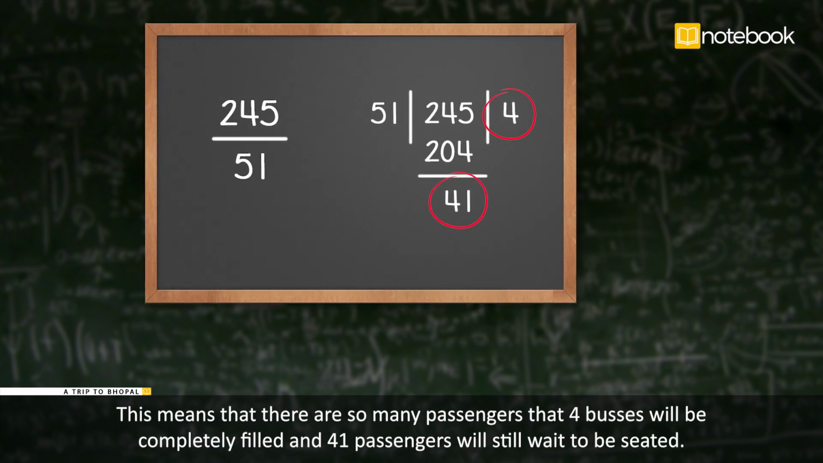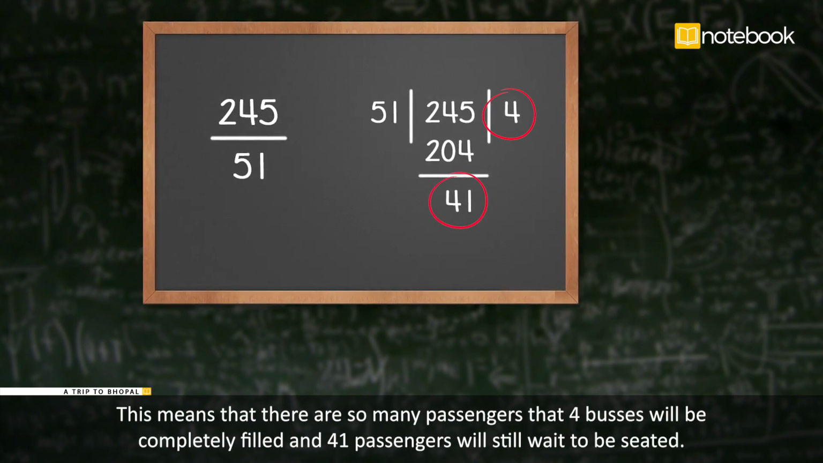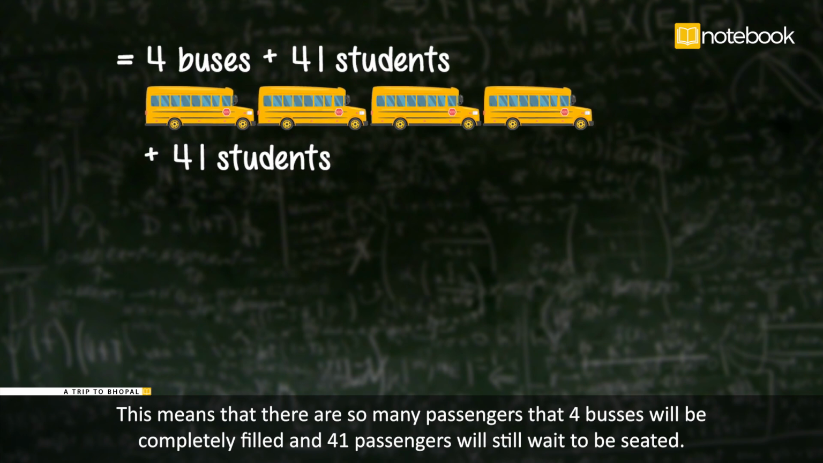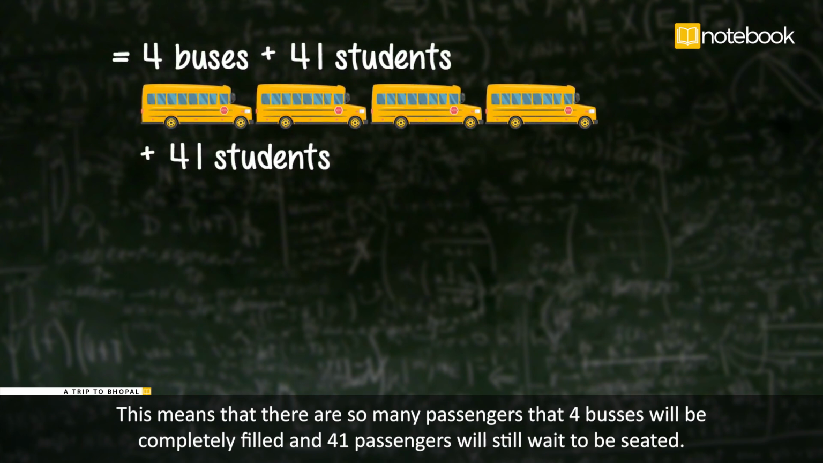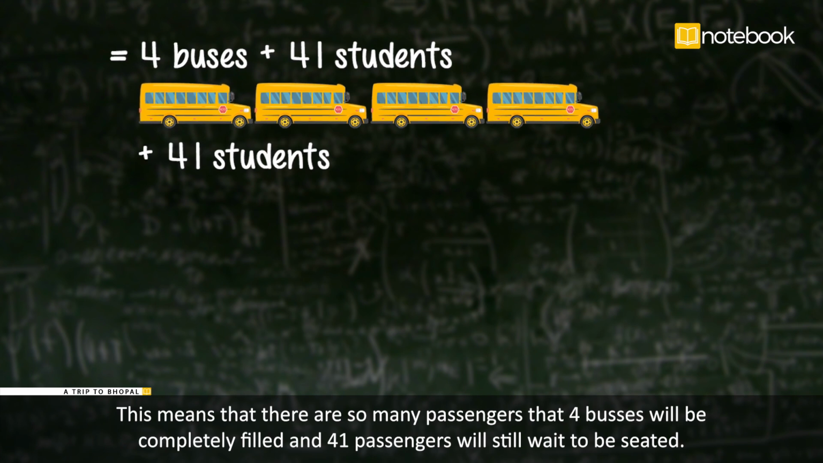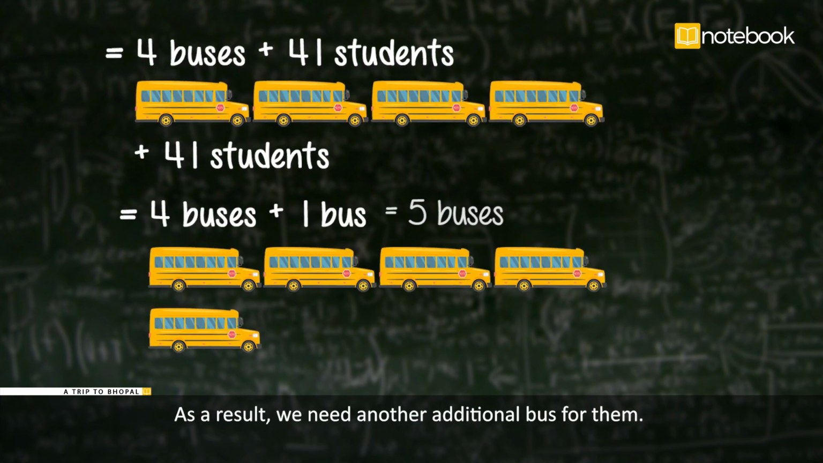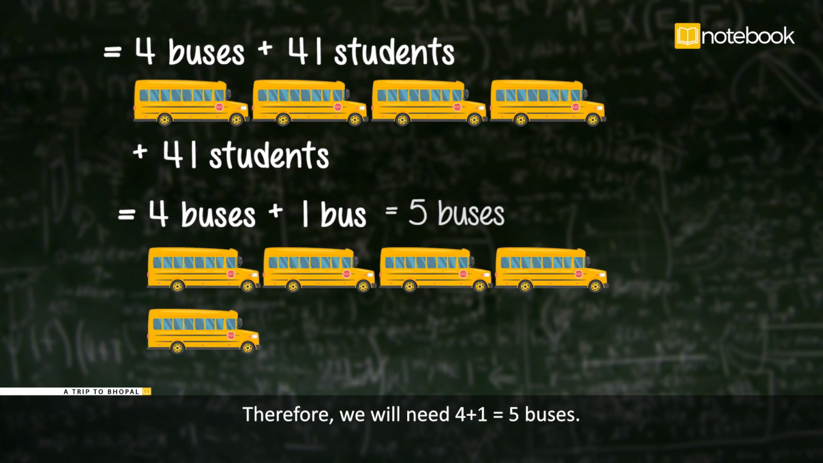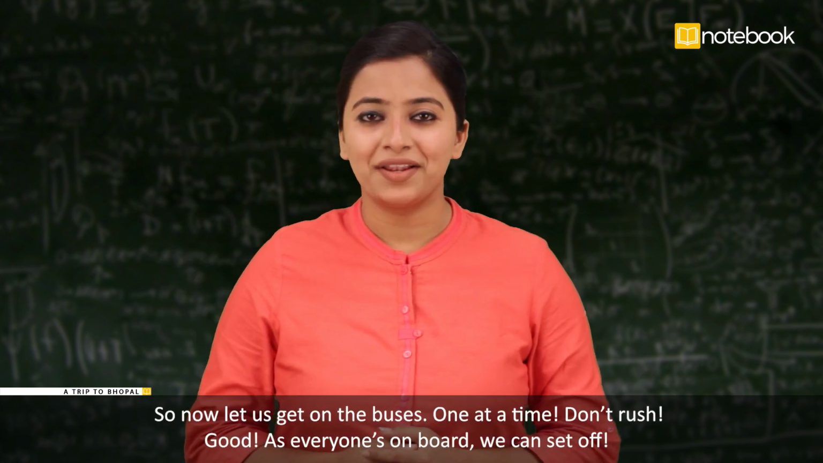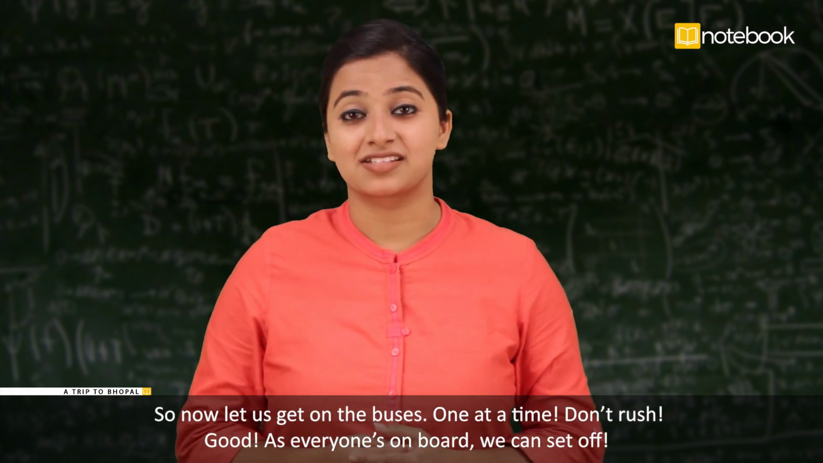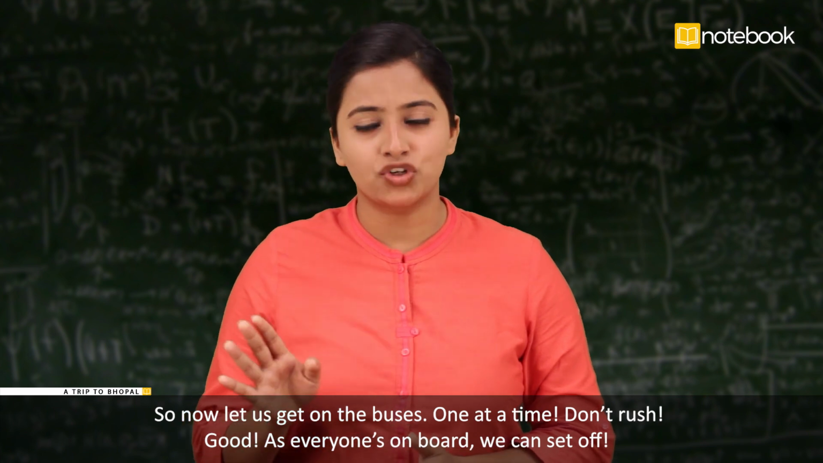This means that there are so many passengers that 4 buses will be completely filled and 41 passengers will still wait to be seated. As a result, we need another additional bus for them. Therefore, we will need 4 plus 1, which is equal to 5 buses. So now, let us get on the buses. One at a time. Don't rush.